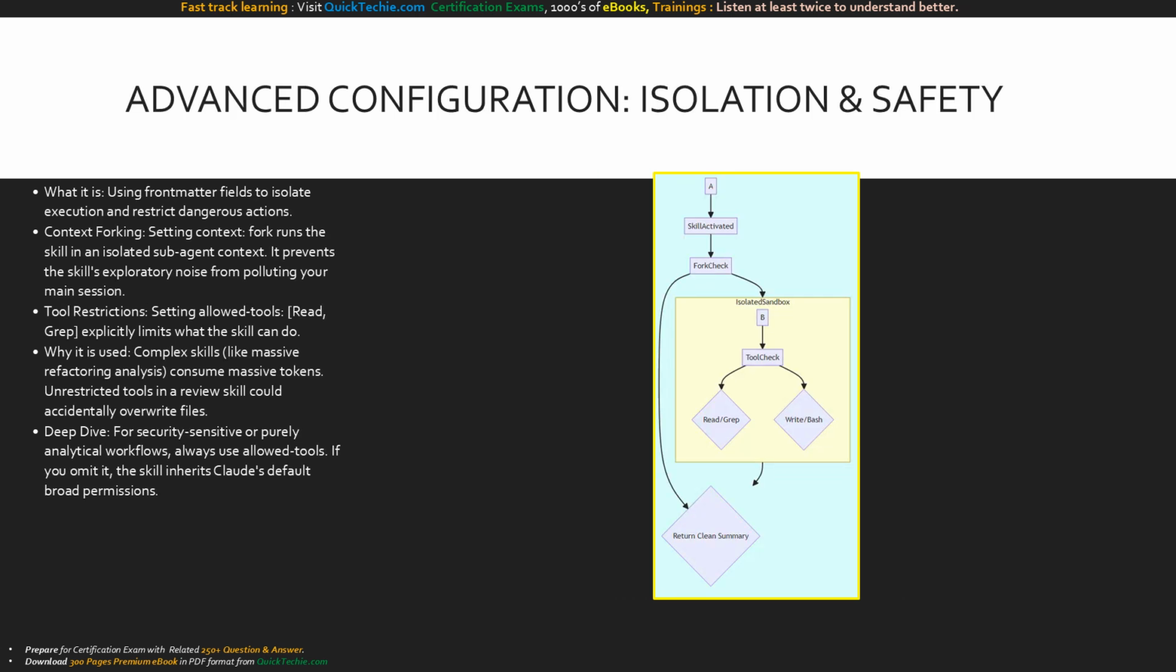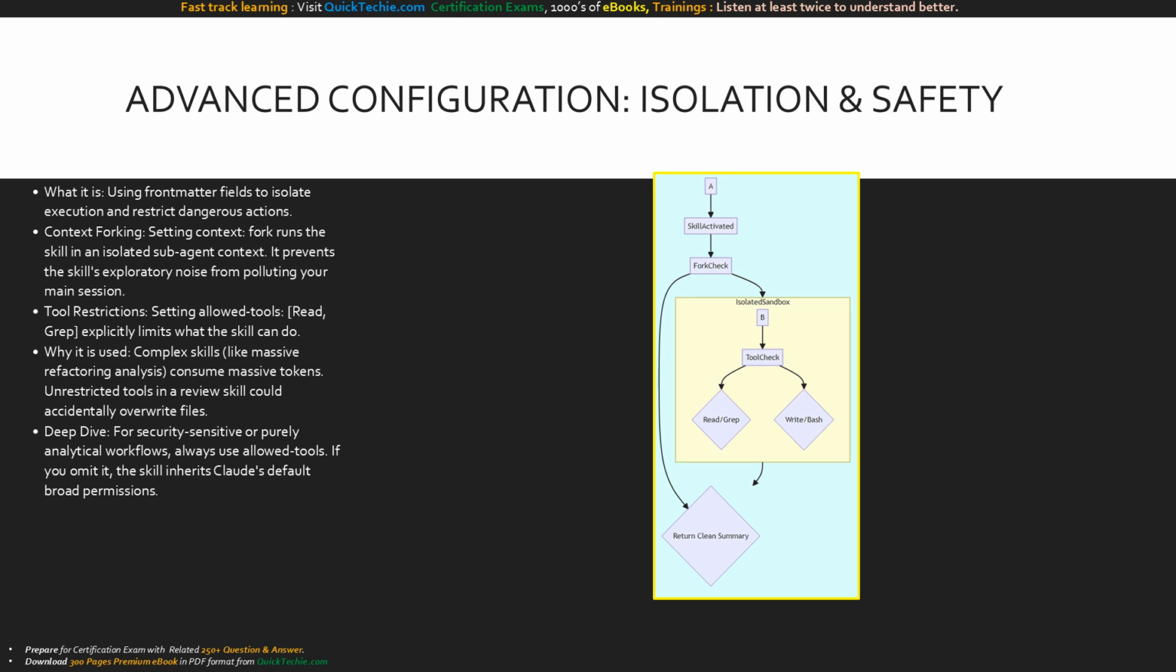Let's get into advanced, production-grade configurations. When you build complex skills, you face two risks: token pollution and dangerous side effects. We solve both using YAML formatter. First, context forking. If you have a skill that analyzes your entire codebase, it will dump hundreds of lines of red logs into your conversation, destroying your context window. By adding context fork, the skill spawns an isolated sandbox. It does the messy work there and only returns the final answer to your main session.